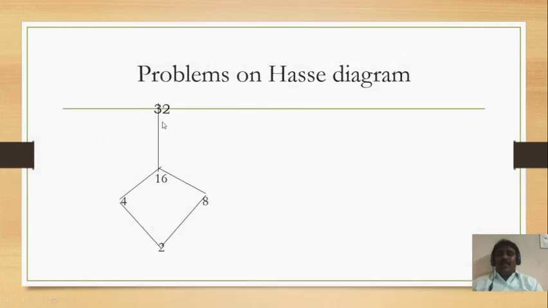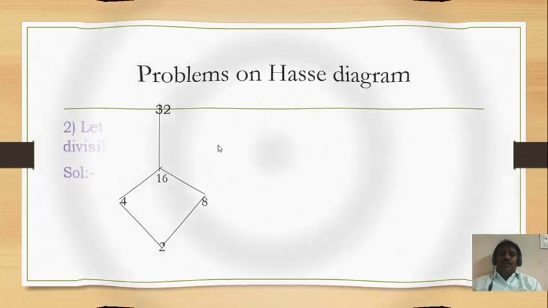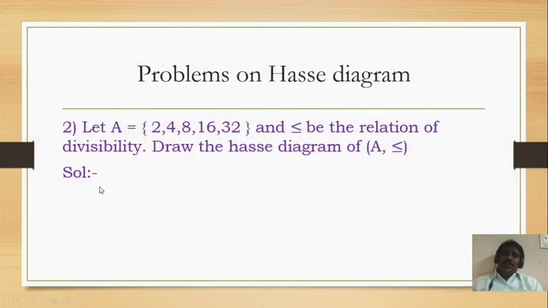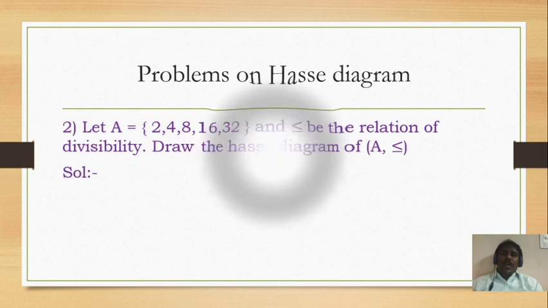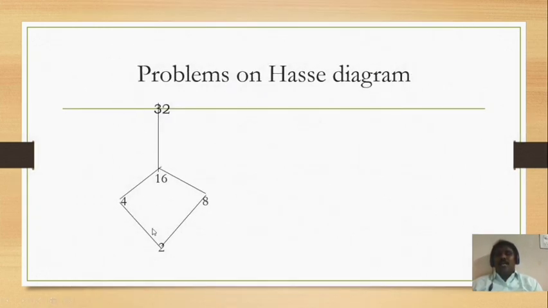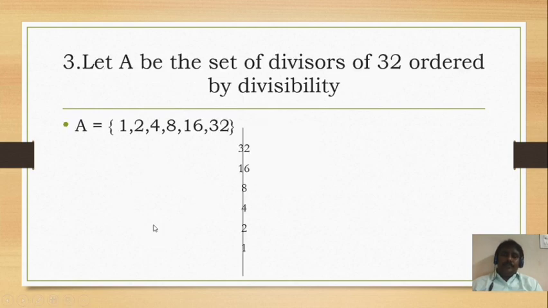So the Hasse diagram is this. First of all 2, 4, 8, 16, 32. We have to follow the conditions. Number 1, we have to check the poset, that means RAT: reflexive, antisymmetric, and transitive. First of all we have to remove the reflexive. Why? Because it is a poset. Next, transitivity. Next we have to remove the self loops. Any self loops there are, we have to remove, and we have to remove the arrows also. At last we get the Hasse diagram as follows. This is the Hasse diagram for the given problem.